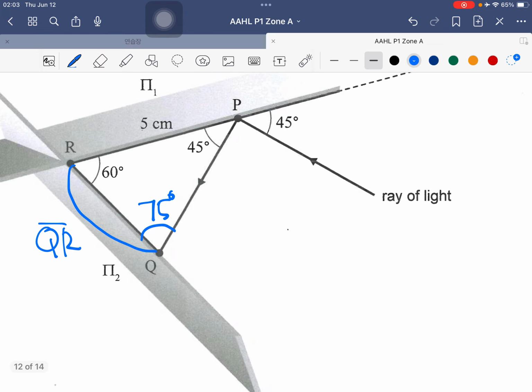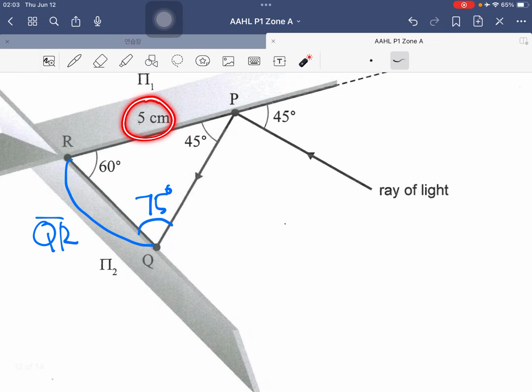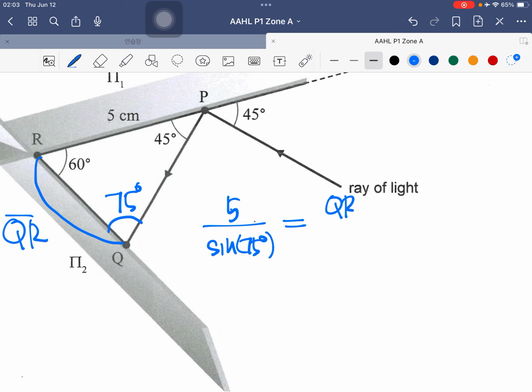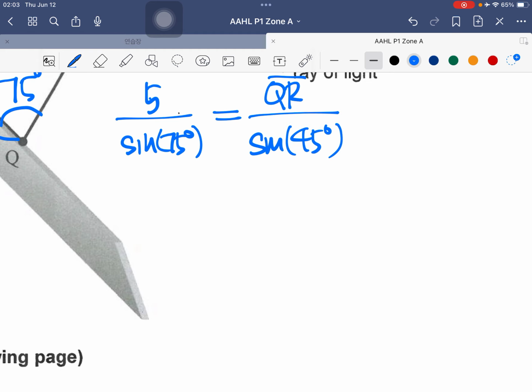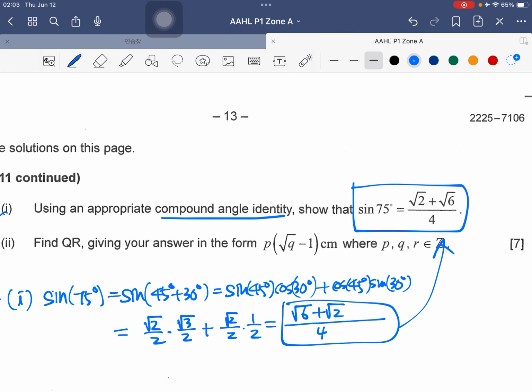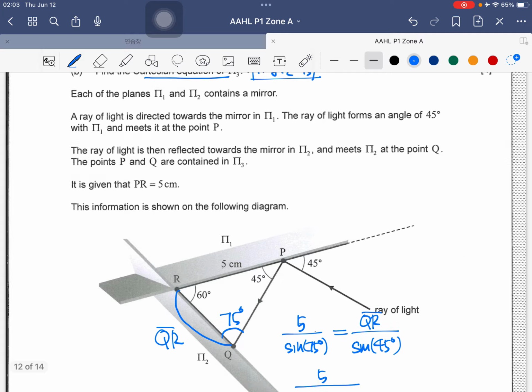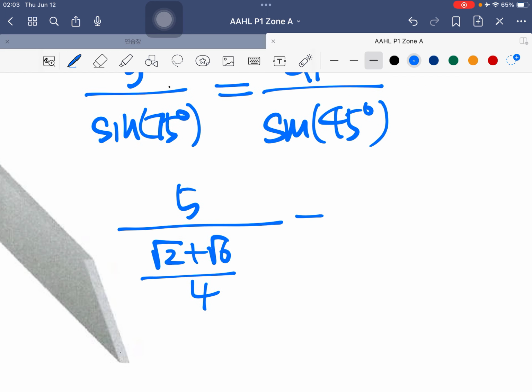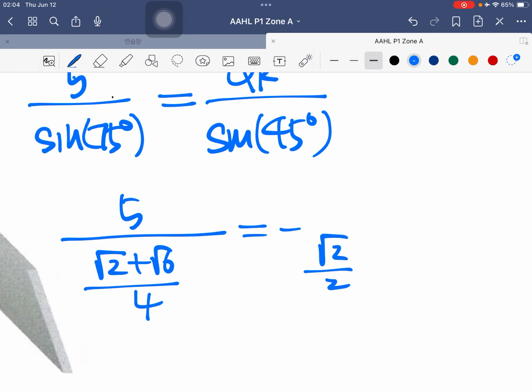So we can apply the sine rule. This length over sine 75 equals this length over sine 45. So 5 over sine 75 degrees is exactly equal to the length of QR over the sine of 45 degrees. Sine 75 we already got from here: root 2 plus root 6 divided by 4, equals QR over sine 45, which is square root 2 over 2.